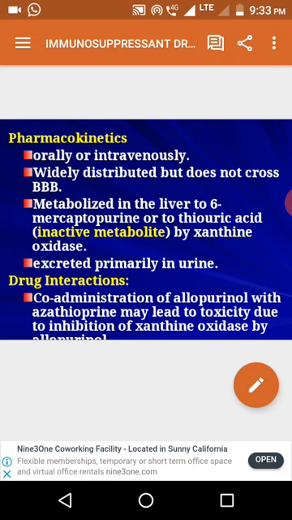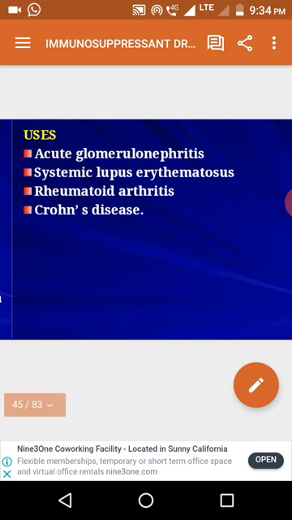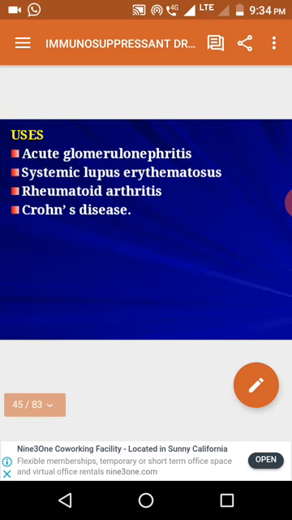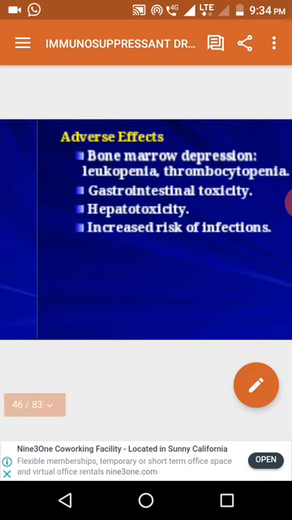Orally it is metabolized into mercaptopurine. Later on it is also converted into an inactive metabolite by xanthine oxidase. So generally allopurinol is used combined with azathioprine in order to prevent toxicity and improve the efficacy of azathioprine. Next, uses: it is used for glomerulonephritis, systemic lupus erythematosus, rheumatoid arthritis, Crohn's disease.